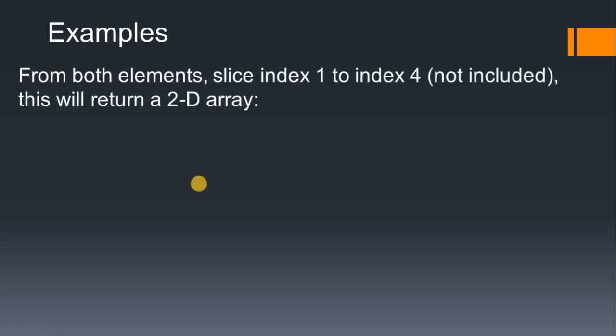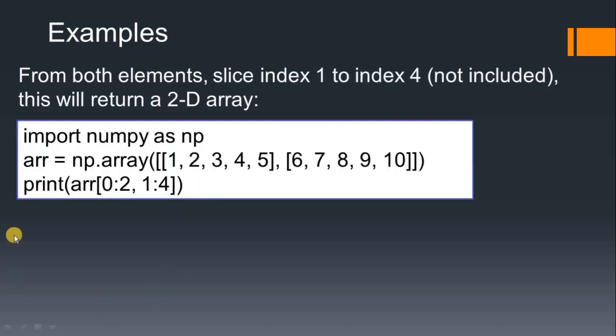Then the next example is from both the elements, index 1 to index 4. Here we again have a two-dimensional array. 0 to 2 means both the rows, starting with 0 and ending with n minus 1. This is the first one. Then 1 to 4. 1 to 4 means this is the first position value, so 1, 2, 3, 4, but it will exclude the last value. So this is 1, 2, 3. It will return 2, 3 and 4, and here it will return 7, 8 and 9. So you see this is the desired output. In this presentation you have to practice this, and it will help you clear your doubts.